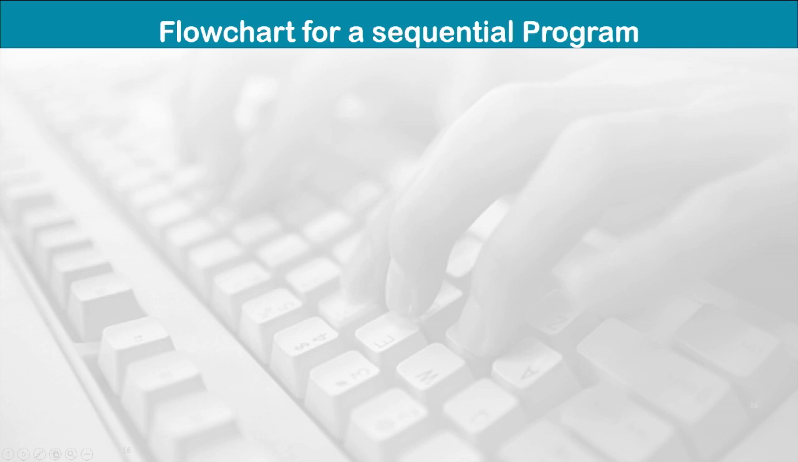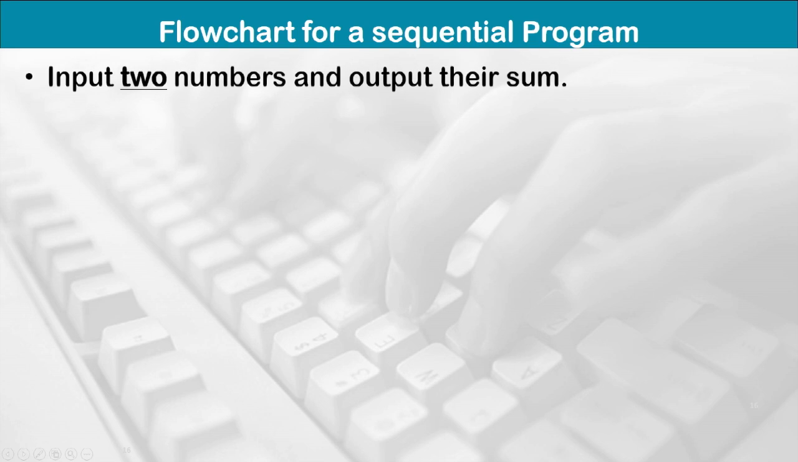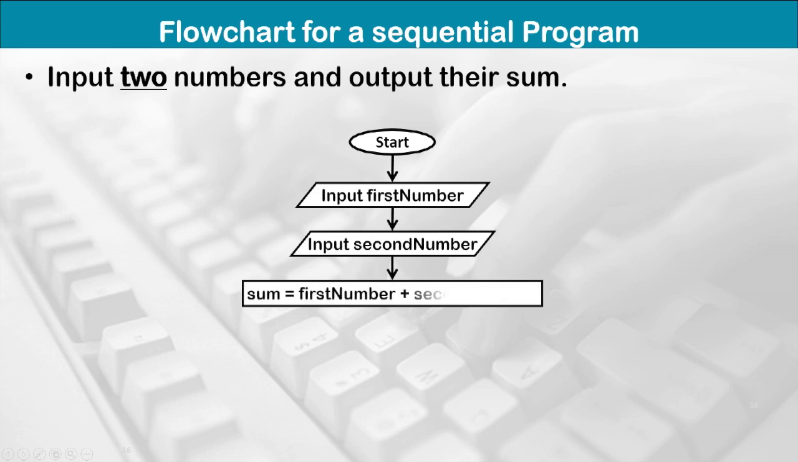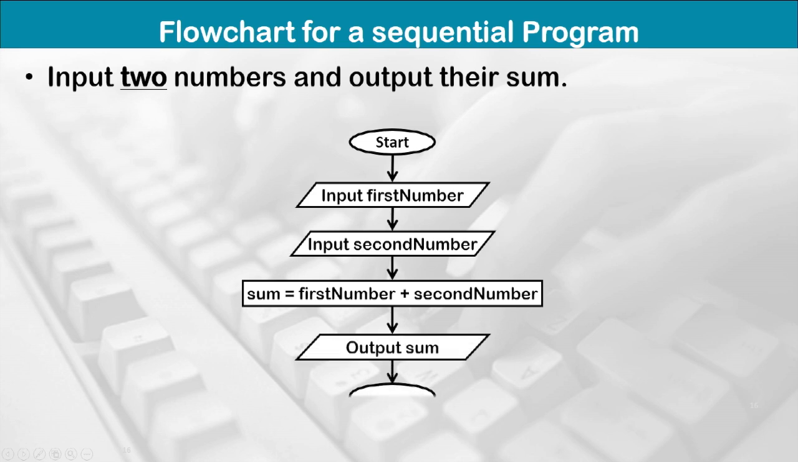Let us see a flowchart for a sequential program. The flowchart will input two numbers and output their sum. Start, input first number, input second number, find the sum by adding first number to second number, and output the sum. Finally, the flowchart ends.